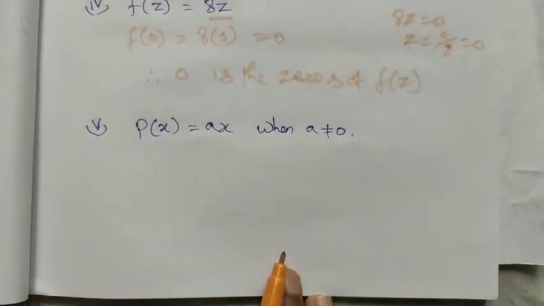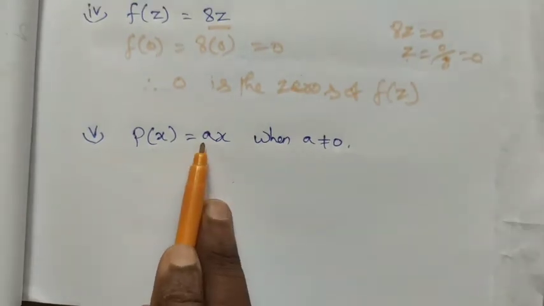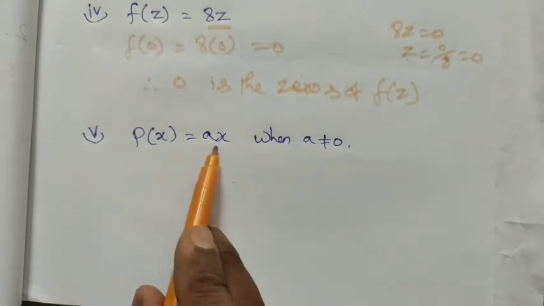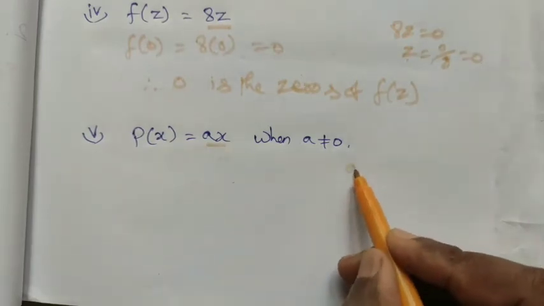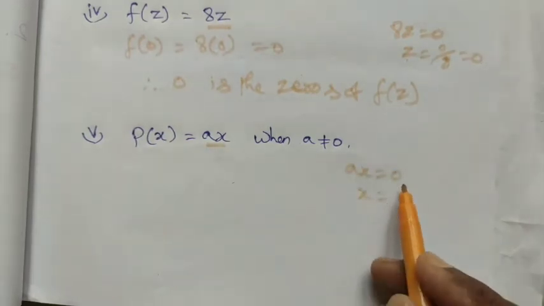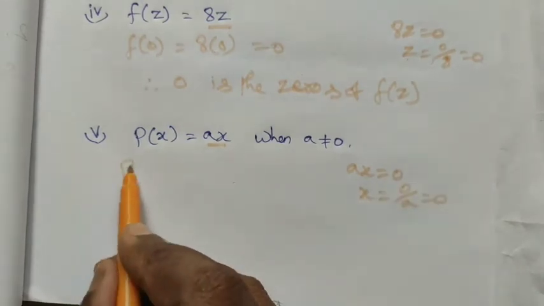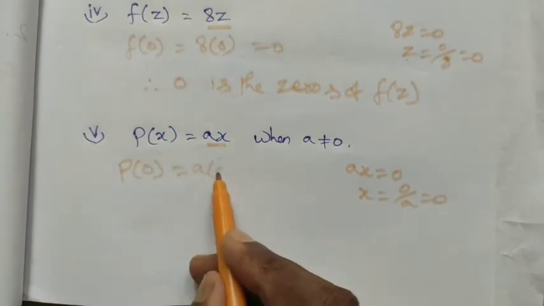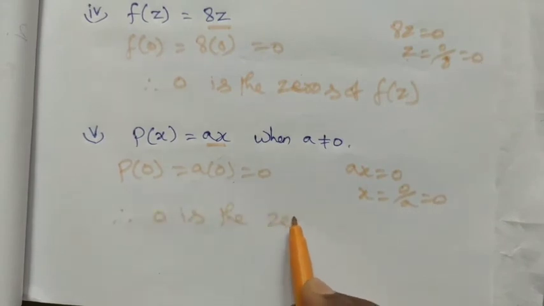Then we see that p of x is equal to ax. See here a is not equal to 0. So a is not equal to 0 means here we consider x as the variable, a is a real number, right? Then we take this term equal to 0, ax equal to 0, then x is equal to 0 divided by a, which is 0. Put x equal to 0. So in the place of x I put 0, we get a into 0 is equal to 0. Therefore 0 is the zero of p of x.